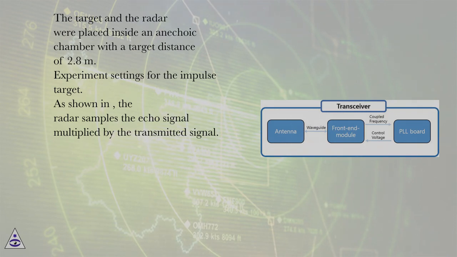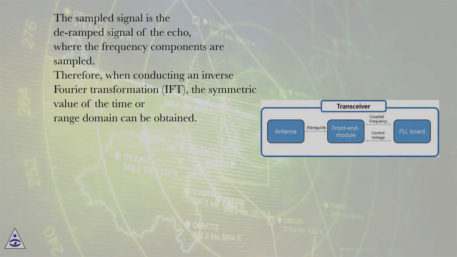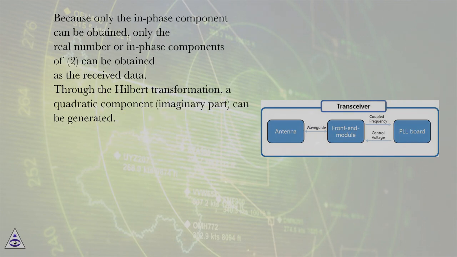As shown in the figure, the radar samples the echo signal multiplied by the transmitted signal. The sampled signal is the deramp signal of the echo, where the frequency components are sampled. Therefore, when conducting an inverse Fourier transformation, IFT, the symmetric value of the time or range domain can be obtained. Because only the in-phase component can be obtained, only the real number or in-phase components of (2) can be obtained as the received data. Through the Hilbert transformation, a quadrature component, the imaginary part, can be generated.